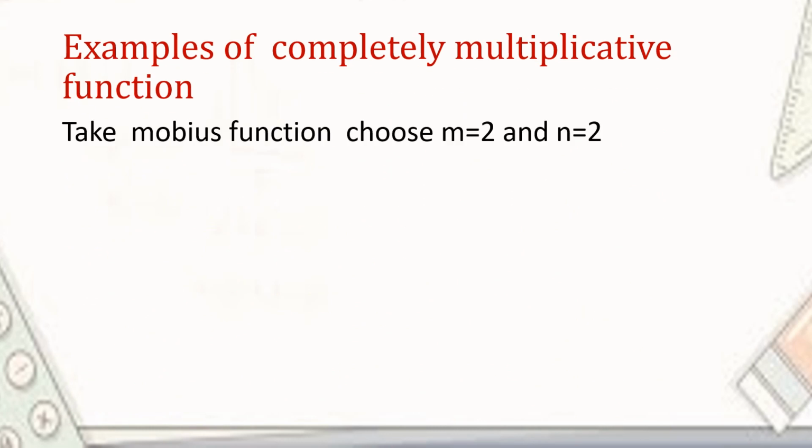Now let us see another example for a completely multiplicative function. Take the Mobius function, choose m is equal to n is equal to 2. Here m and n need not be co-prime. So the Mobius function of 2 is minus 1. Mu of 2 is minus 1.